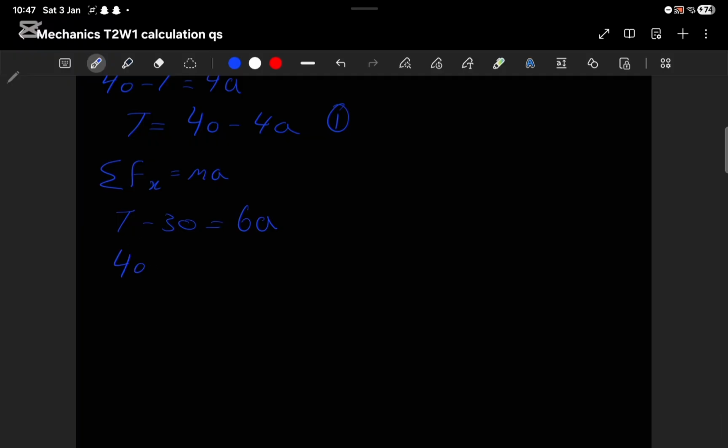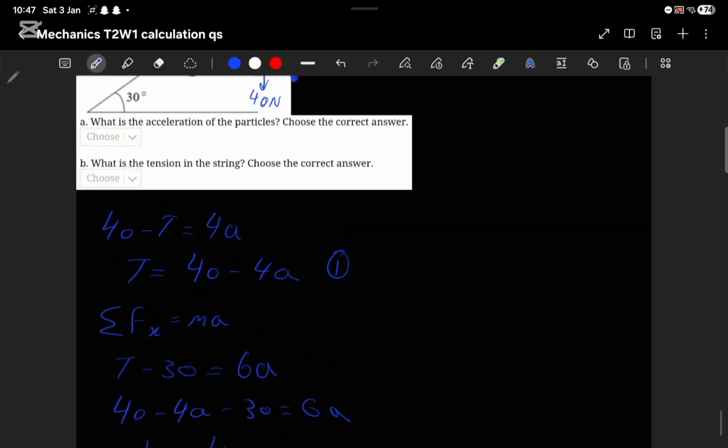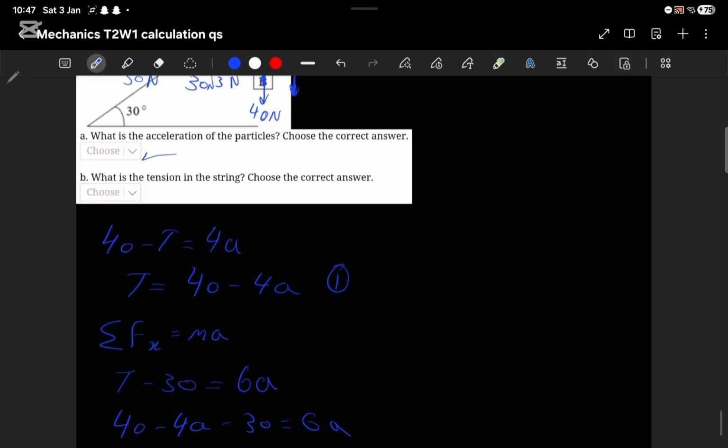Tension we found as 40 minus 4a, minus 30 is equal to 6a. We're just gonna work really quickly. Take 4a to the other side, and 40 minus 30 is 10. 10 equals 10a. Acceleration is 1 meter per second squared. This is the answer to part A.